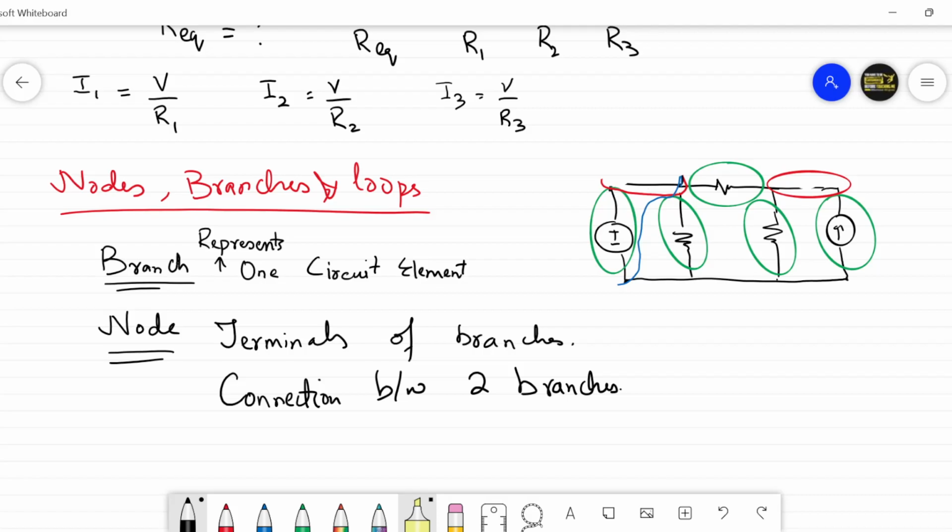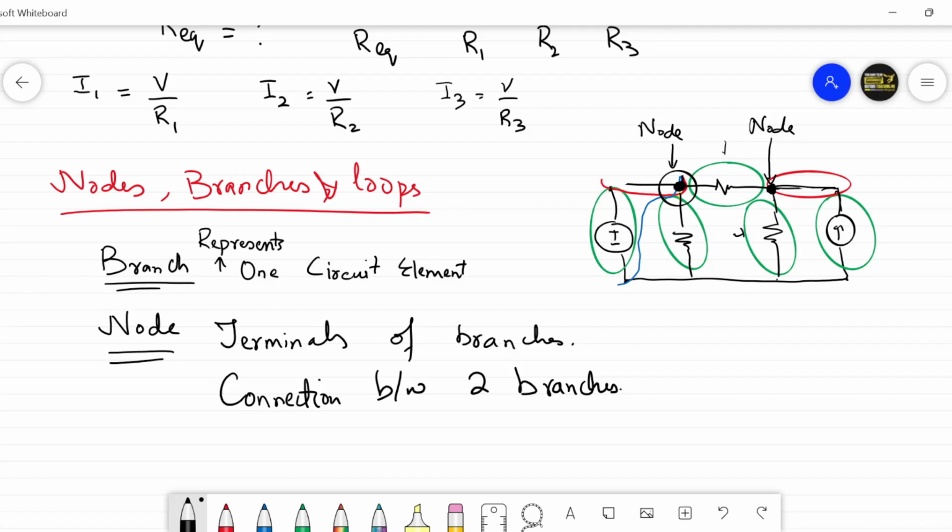All these encircled in green are branches. If one branch and another branch are meeting at this particular point, this will represent a node here. This green branch and this green branch are meeting at this point, so this is also a node. Simultaneously, this branch and this branch are also meeting here. So you can identify all these points where branches are meeting.